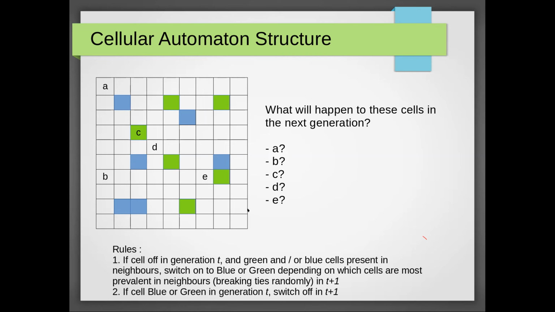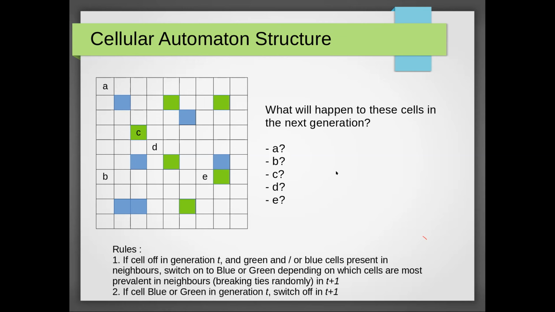Green. It could be green or blue. So in this case, we've got 2 cells that are switched on in the neighborhood. We've got a green and a blue, which means we're tied. So we're going to break ties randomly. So one of those will be randomly selected as the color for the next generation.